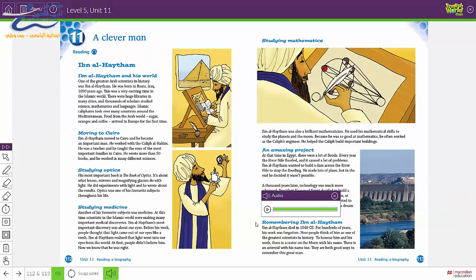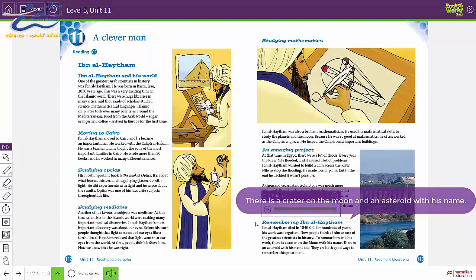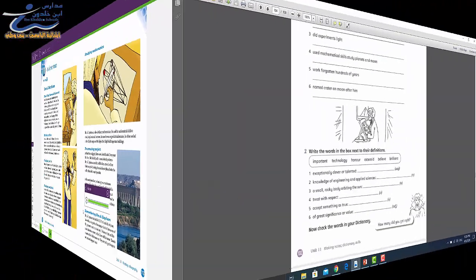Great. Question number 1. When did Ibn al-Haytham die? Great. He died in 1040. Question number 2. What has been done to honor Ibn al-Haytham and his work? Great. There is a crater on the moon and an asteroid with his name.